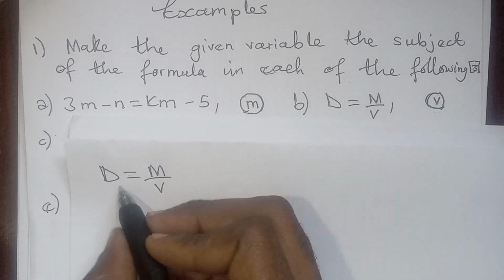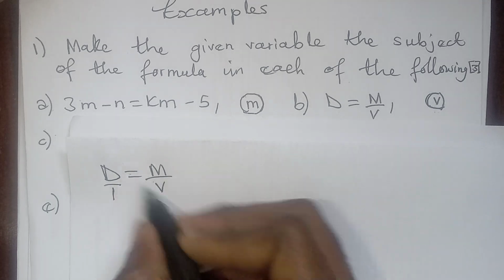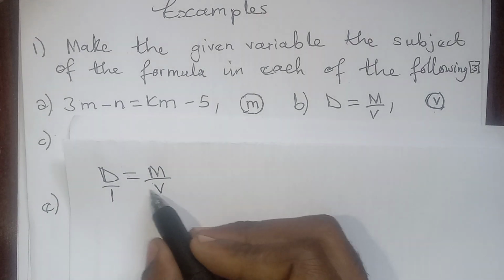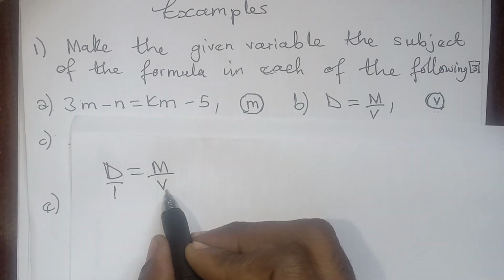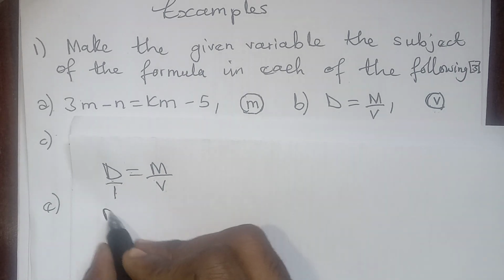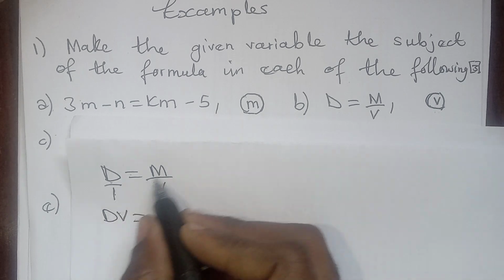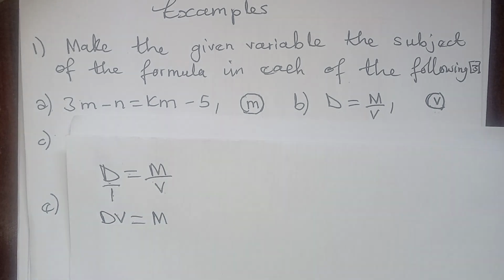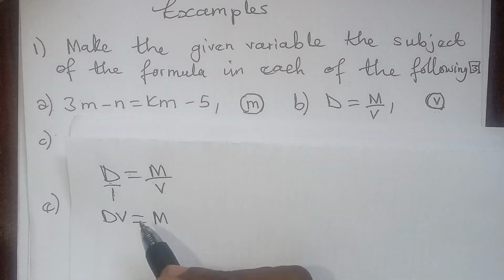So to do that, you want to start with cross multiplication. So you can say this times this, this times this. So D multiplied by V, you have dV. Then this multiplied by this, that's a 1. By the subject of the formula, we mean V should be the only variable on one side.